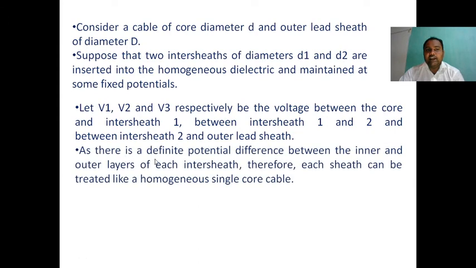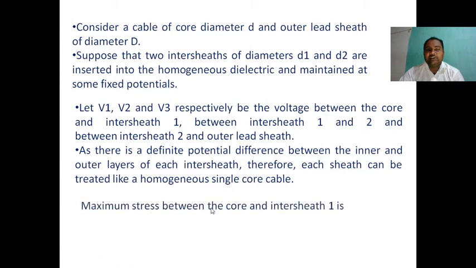As there is a definite potential difference between the inner and outer layers of each intersheath, each sheath can be treated like a homogeneous single core cable.